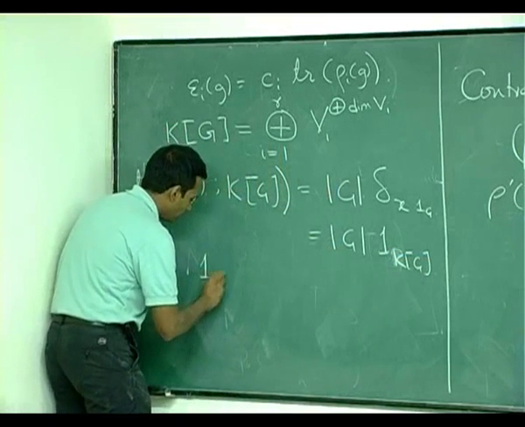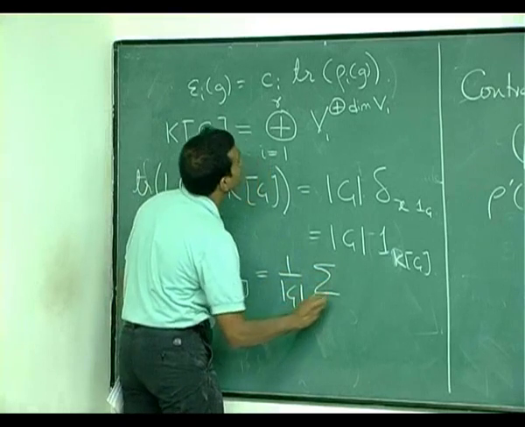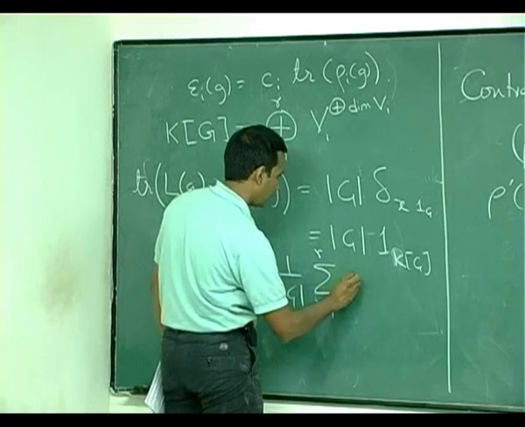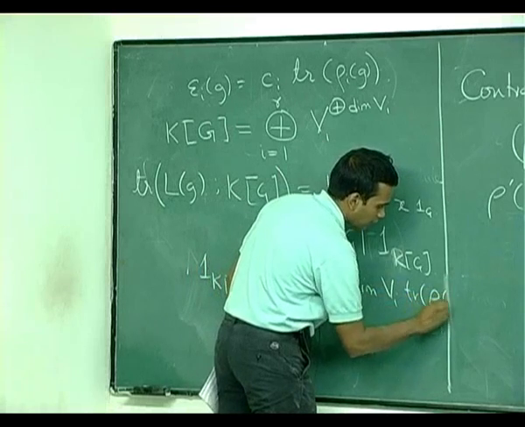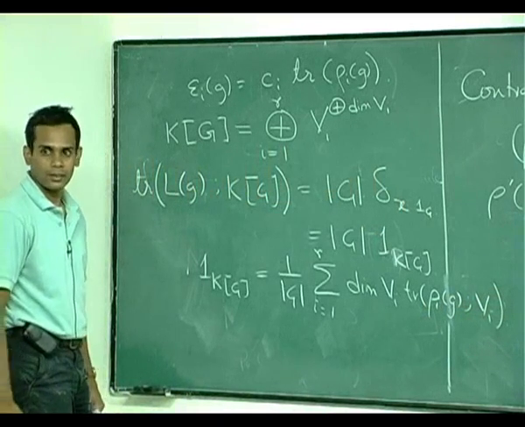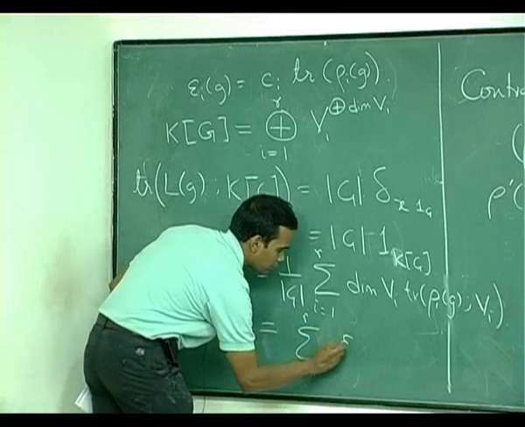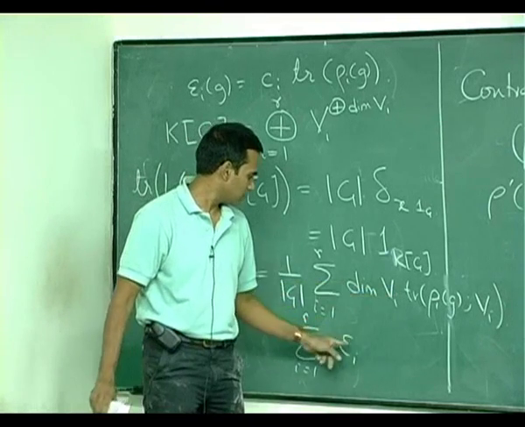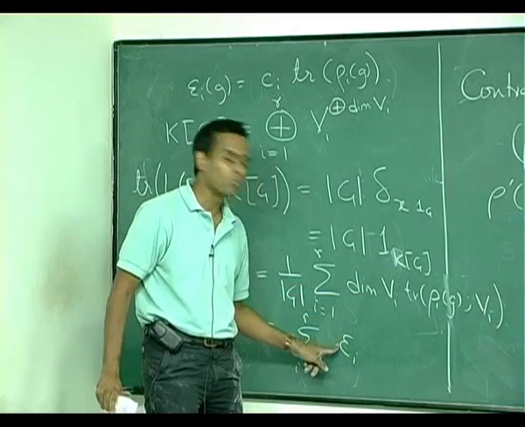And so what you get is that the unit of KG, if I expand the right hand side, is 1 over the cardinality of G, summation i from 1 to r, dim V_i times the trace of rho_i(g) on V_i. And this is the summation i from 1 to r of epsilon_i. I know that these terms are linearly independent and that each of these summands is a scalar multiple of these. So each of these summands must be equal to these.